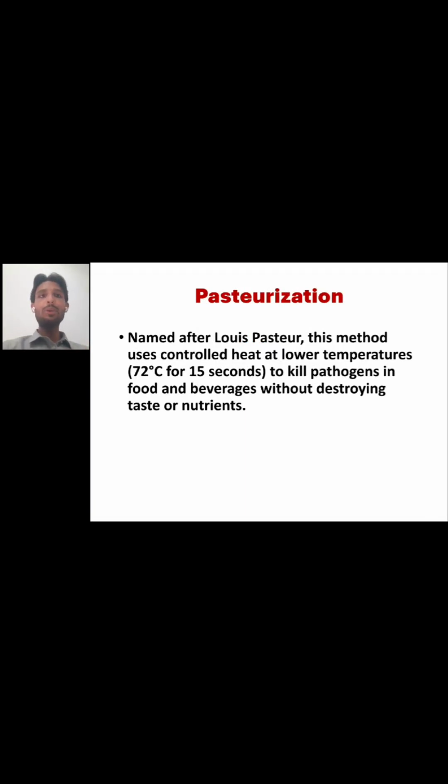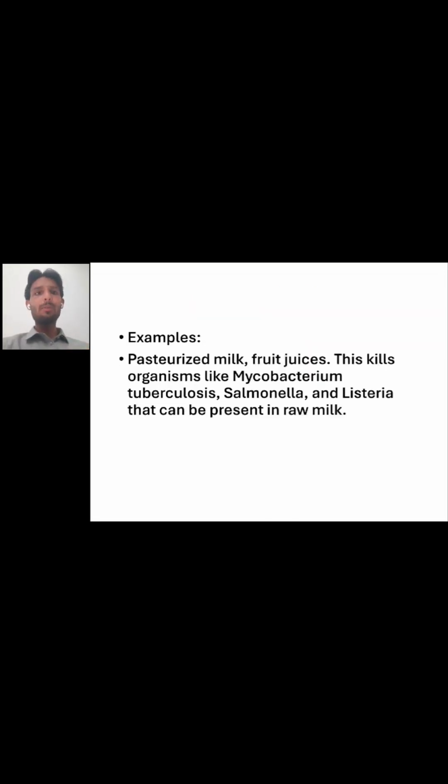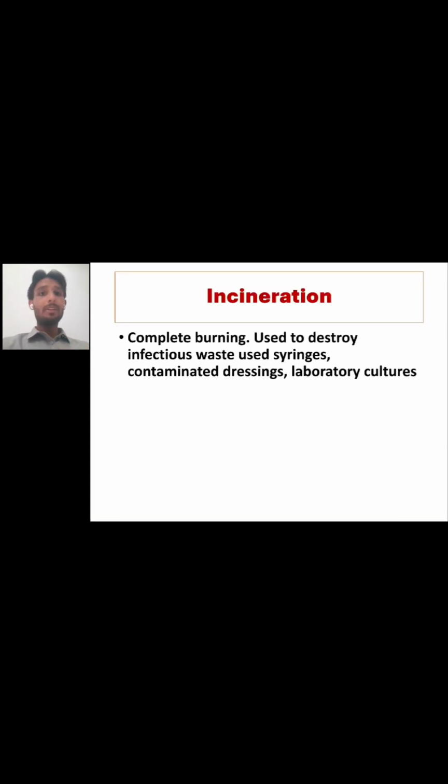Pasteurization was named after Louis Pasteur. This method uses controlled heat at a lower temperature, 72 degrees centigrade for 15 seconds, to kill pathogens in food and beverages without destroying taste or nutrients. For example, we pasteurize milk and fruit juices. This kills organisms like Mycobacterium tuberculosis, Salmonella, Listeria, but again, it does not kill heat-resistant bacteria and spores like Clostridium and Bacillus species, which are very resistant to heat because of their thick cell wall.